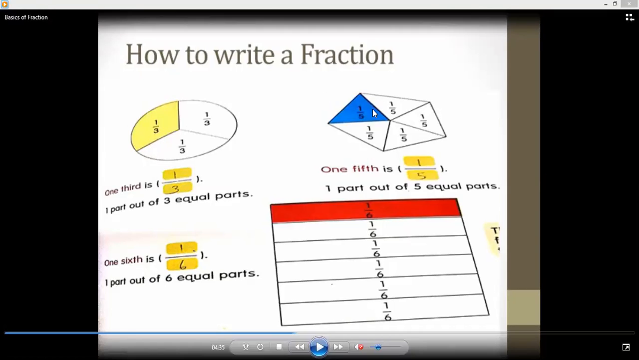Look again here. You look at this pentagon. It is divided into how many equal parts? Because you need to write its fraction. So for that, first you will check how many total parts are there. 1, 2, 3, 4, 5. There are total 5 parts. And only one part is shaded. So you write 1. Or you can also say, if I talk about this part, this part is one part out of 5 parts.